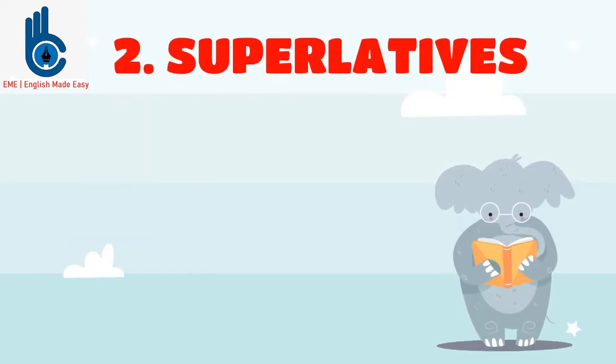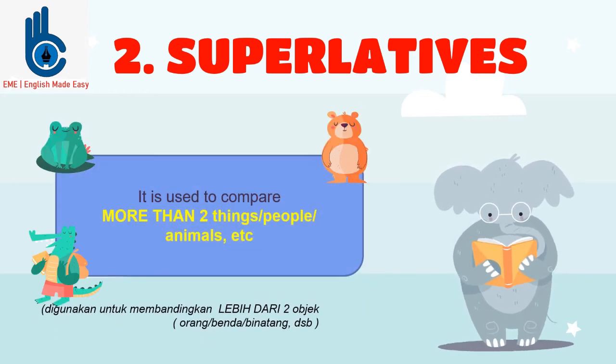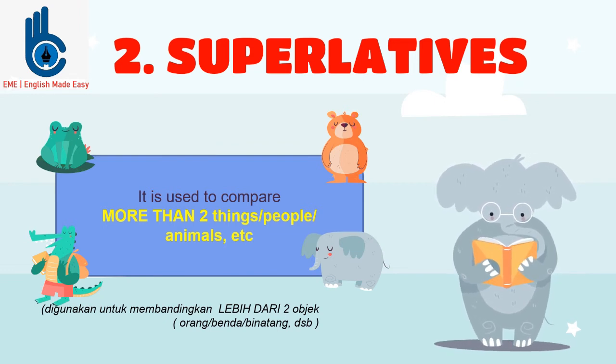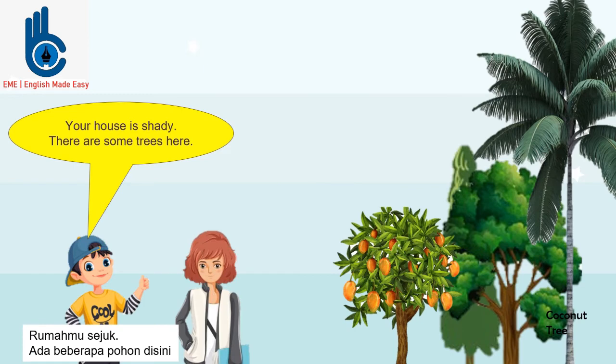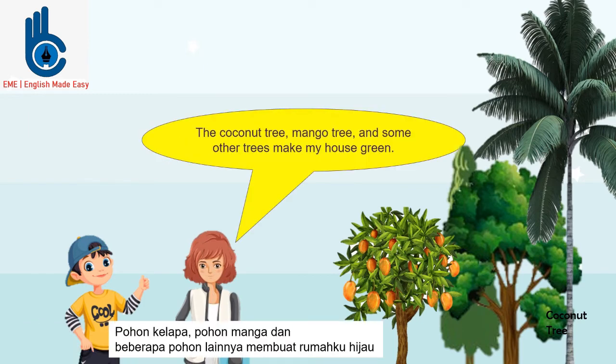comparatives, now we are moving to superlatives. It is used to compare more than two things, or people, or animals. Superlatives dipakai untuk membandingkan lebih dari dua objek. Let's see the example. Your house is shady. There are some trees here. The coconut tree, mango tree, and some other trees make my house green.